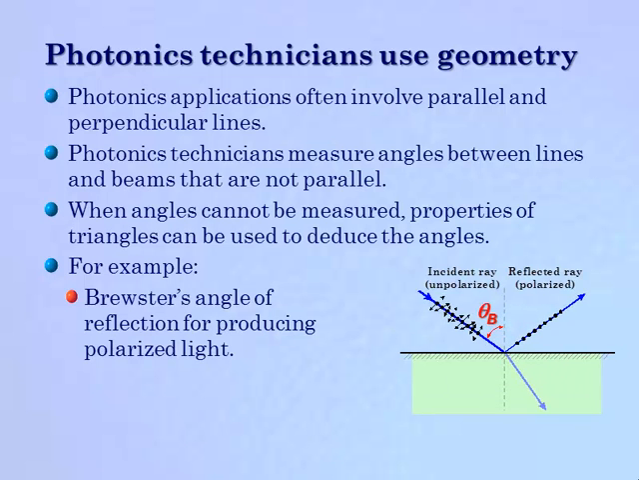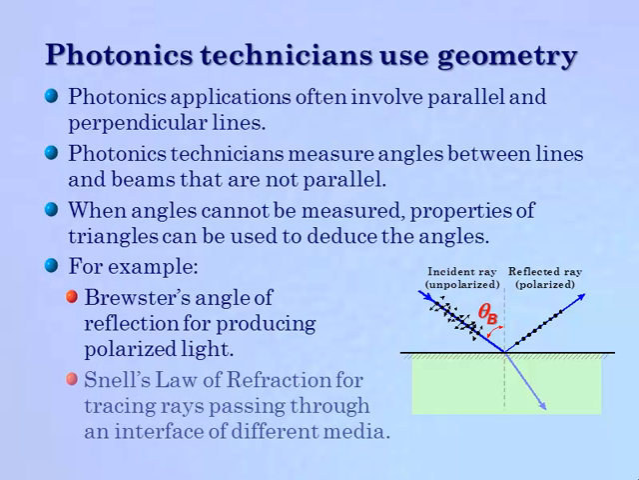For example, we have Brewster's angle of reflection for producing polarized light. Or we have Snell's law of refraction for tracing rays passing through an interface of different media. All of those will involve determining and measuring angles.